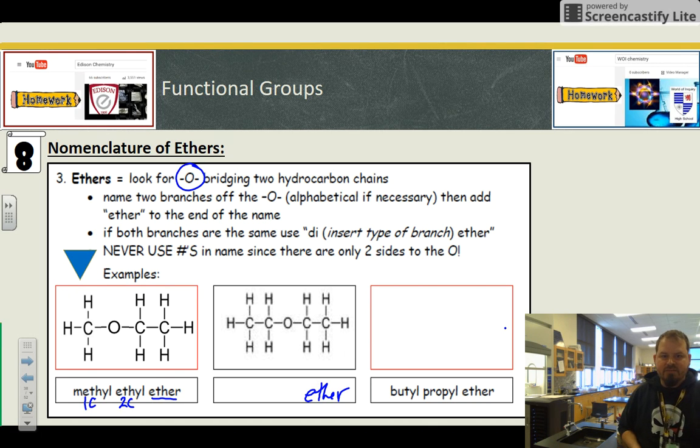Let's name it first. Okay, so it's an ether, and on either side I have an ethyl. So this is a diethyl ether. Two ethyls is di. So diethyl ether, good.